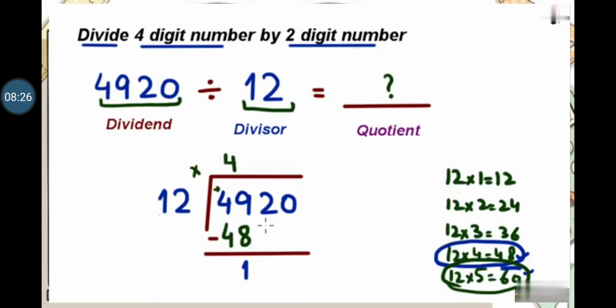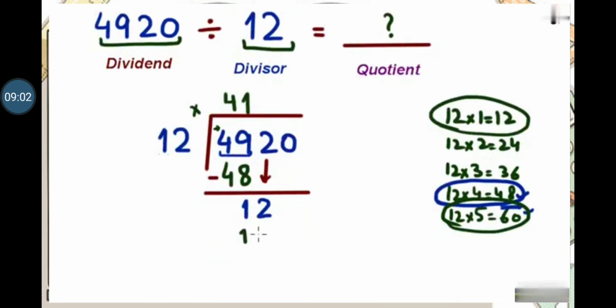Yes, our next step is to bring down the next digit. Our next digit in the dividend is 2. So we bring down 2. Now we know that 12 times 1 will be 12, because now we repeat the same process as we have already done. We think how many times 12 goes into 12. So 12 times 1 is 12. The next step is to subtract. So 12 minus 12 will be 0.